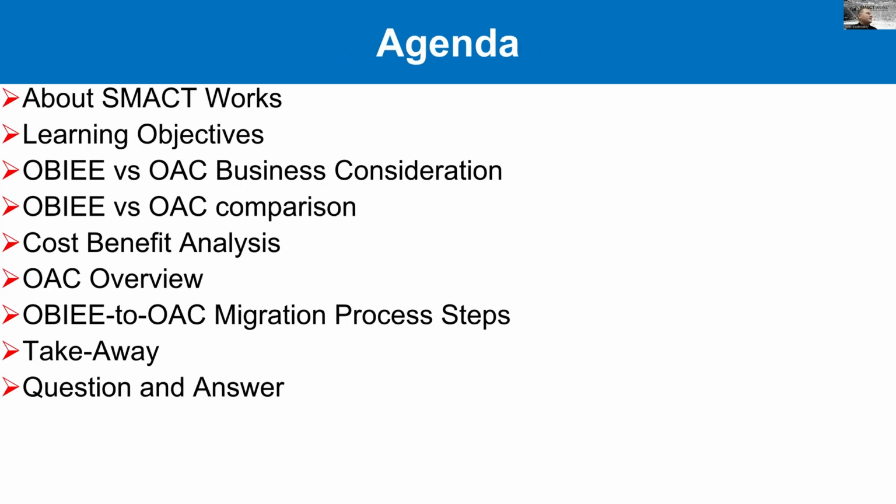Today's agenda, we're going to talk a little bit about SMACT. Then we're going to go into the learning objectives for today's discussion and then talk about the specific business considerations of transitioning from OBIEE to OAC. We're going to do a comparison of the feature functions of OBIEE to OAC. Then we're going to do a cost-benefit analysis. And then we'll go into an overview of OAC. And then Jay's going to walk us through the specific migration process and the detailed steps. Then we'll talk about takeaways and do any Q&A.